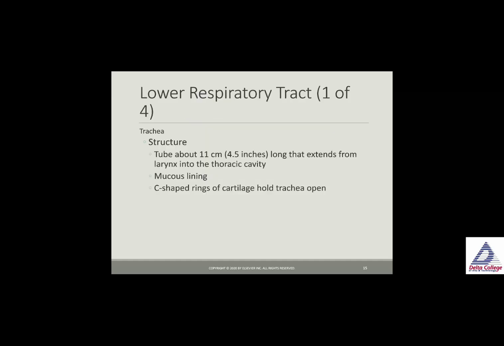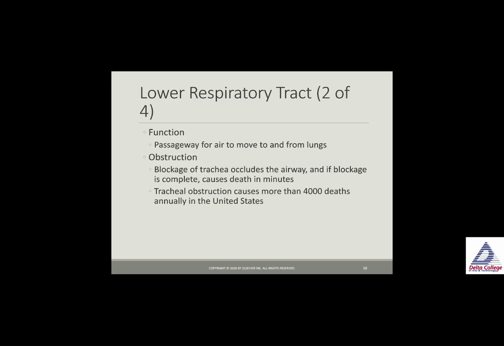Now let's move into the lower respiratory tract. It consists of the trachea. This tube is about 11 centimeters or 4.5 inches long and extends from the larynx into the thoracic cavity. It is mucus lined and has C-shaped rings of cartilage that hold the trachea open. The function of the trachea is a passageway for air to move to and from the lungs.